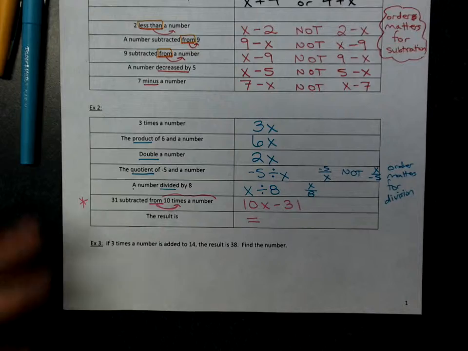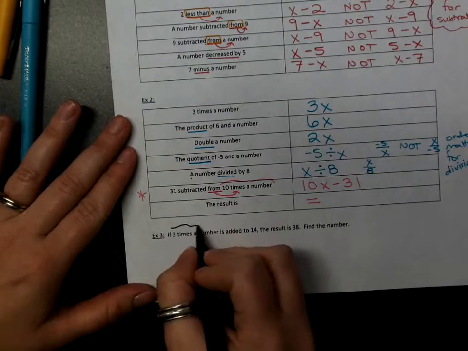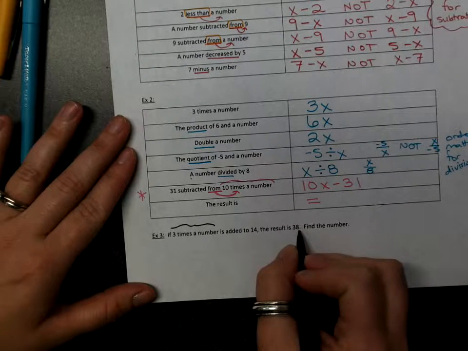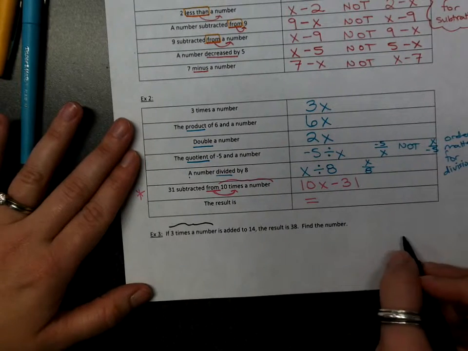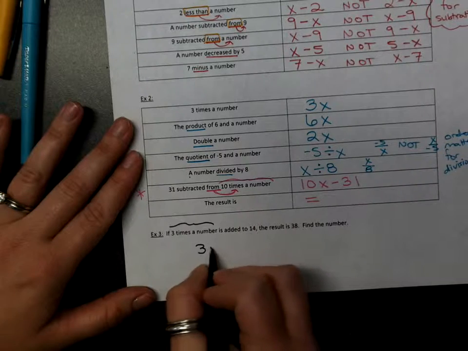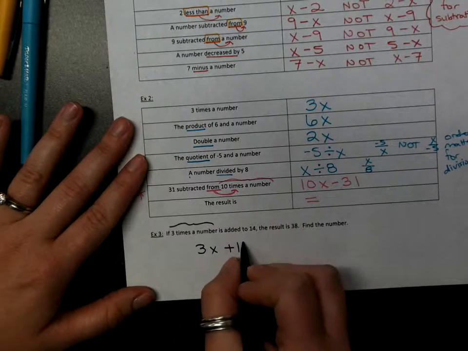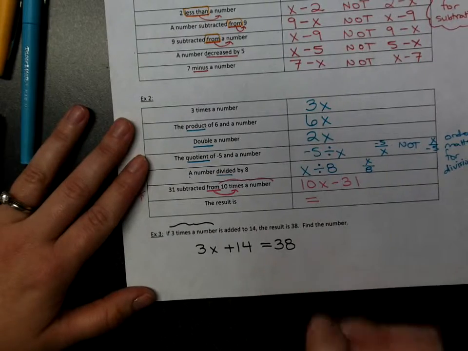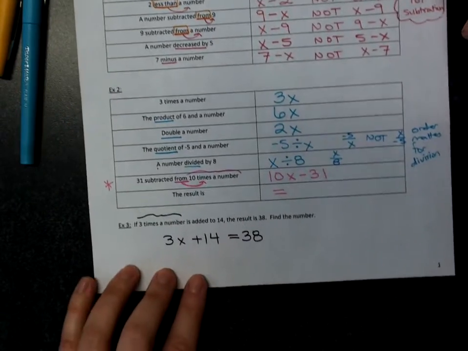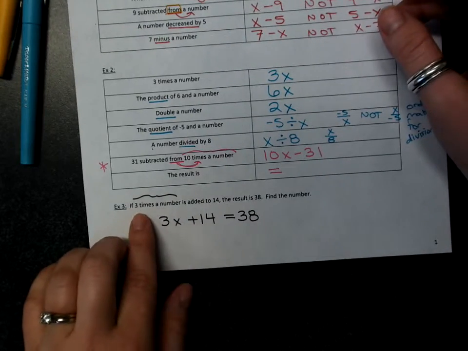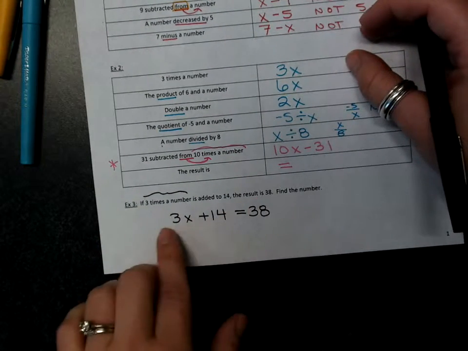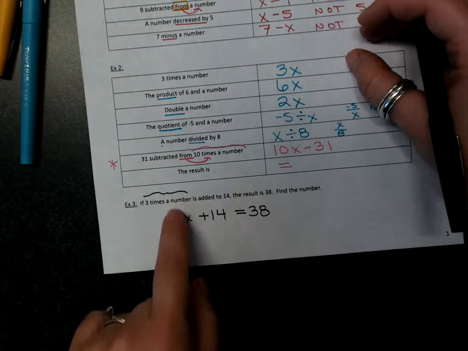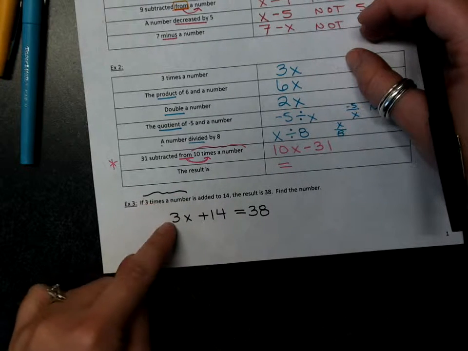It says, if 3 times a number is added to 14, the result is 38. This is a pretty straightforward translation. 3 times a number is added to 14. The result is 38. That is the most important part, translating from the written word to an algebraic equation or expression. That is what I'll be grading, translating from here to here.